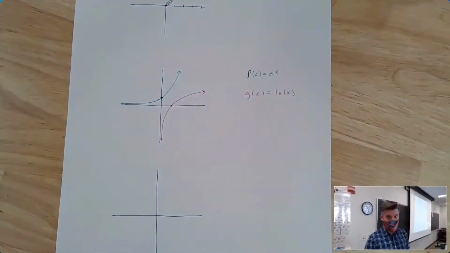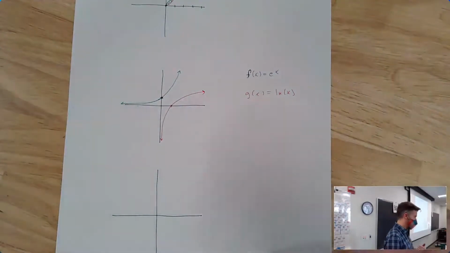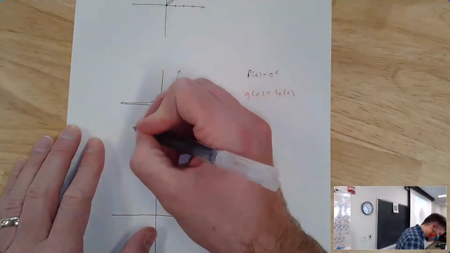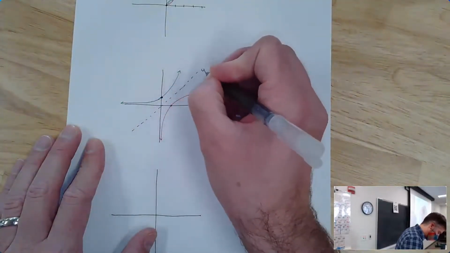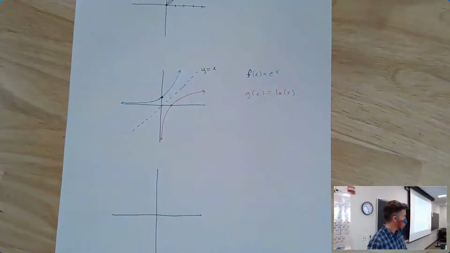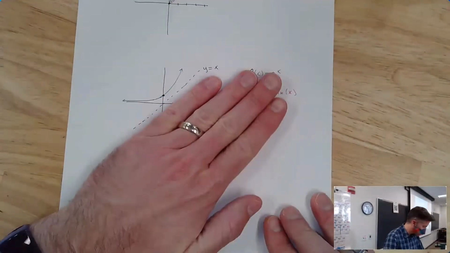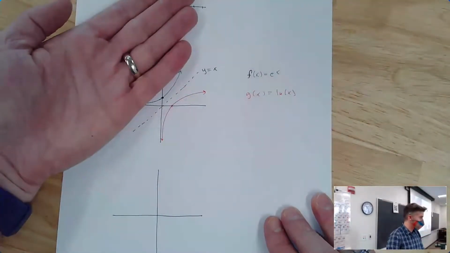And hopefully you all will agree, despite my not excellent graphing job here, that these are definitely mirror images of each other in the line y equals x. If you flip this red graph across that line, it's going to be the green graph and vice versa.